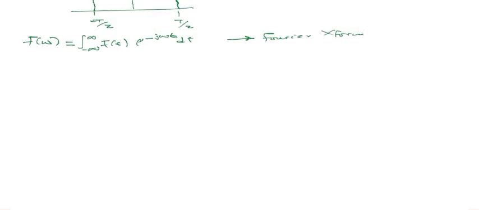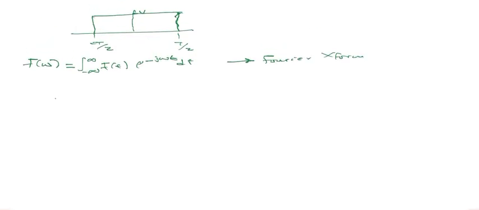Now applying this to what we are having here, we know that our f of t here is simply v. So now F of omega will be equal to the integral of, our limit here is defined. It is finite, not infinite, therefore it does not tend to infinity. Here we are having minus t over 2 and here we are having t over 2. So instead of minus infinity to infinity, we are going to put minus t over 2 to t over 2. So we have v exponential minus j omega t dt.